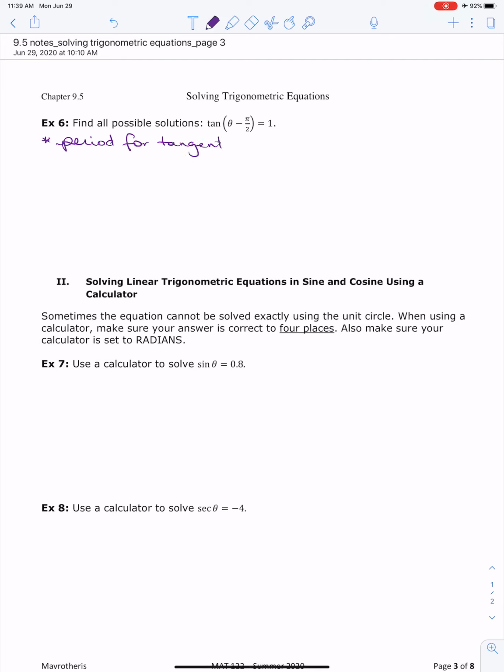So the period for tangent is pi. So these values are going to repeat every pi instead of every 2 pi, like sine and cosine. Okay?